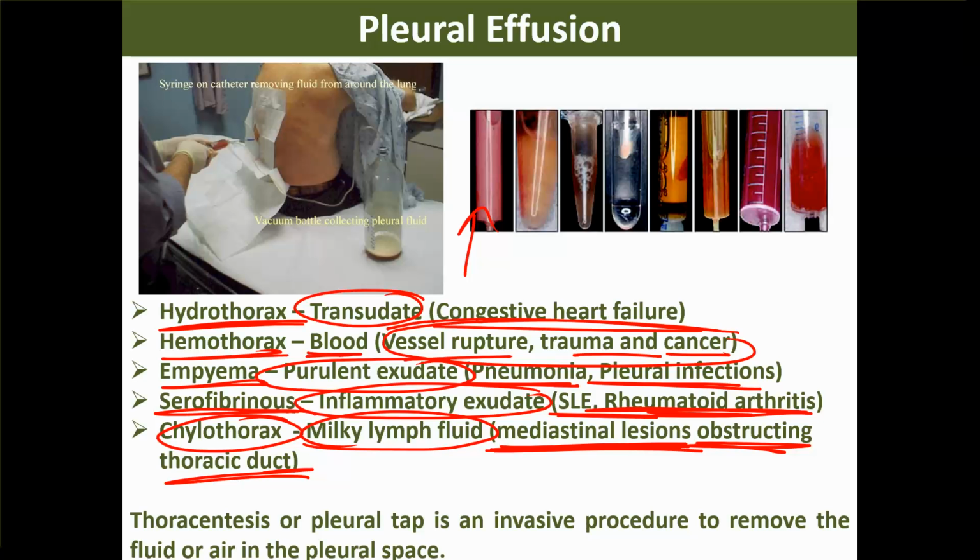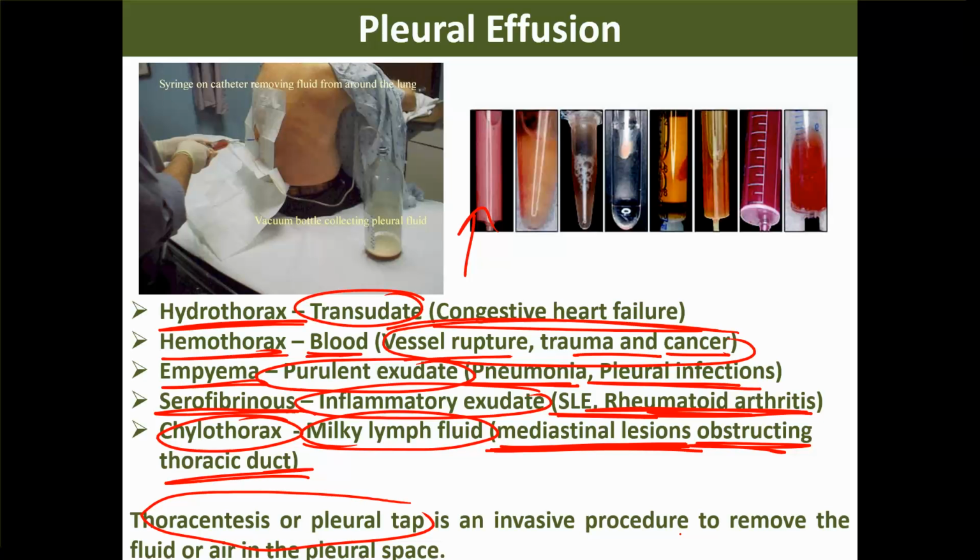So what we are seeing is, once there is effusion, we take that effusion out and see what type of fluid it is. According to that, we can name what type of pleural effusion it is, and then we can identify the cause of it. So that's how it is very helpful. And we remove the pleural fluid. The procedure is called thoracentesis or pleural tap.